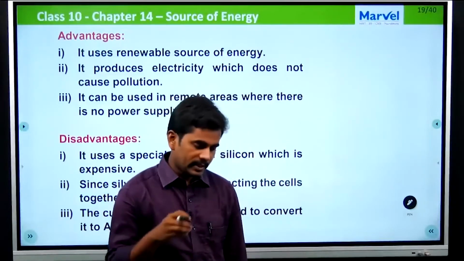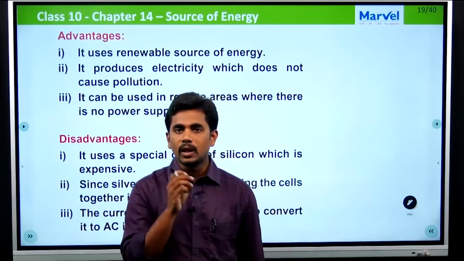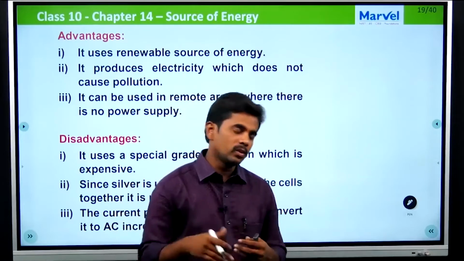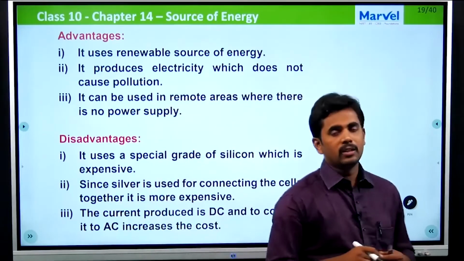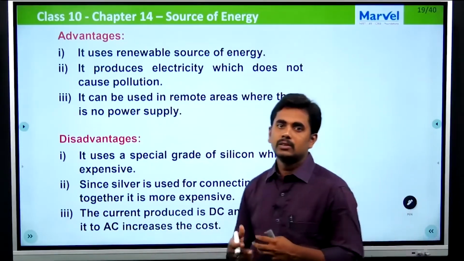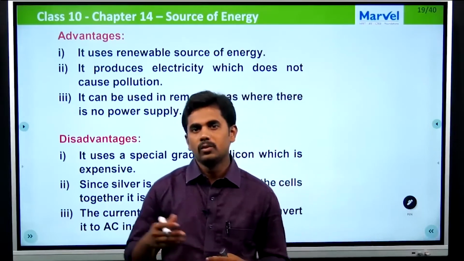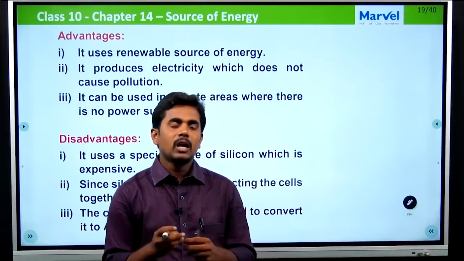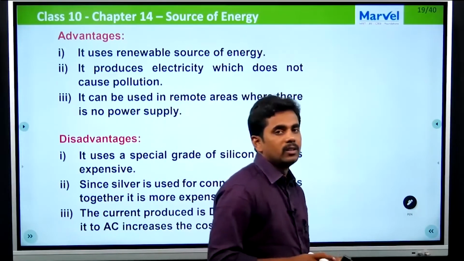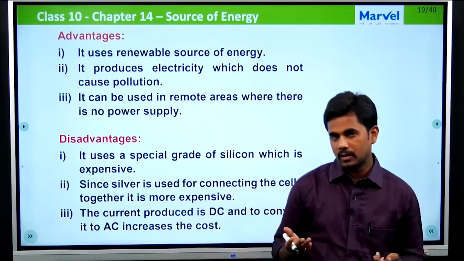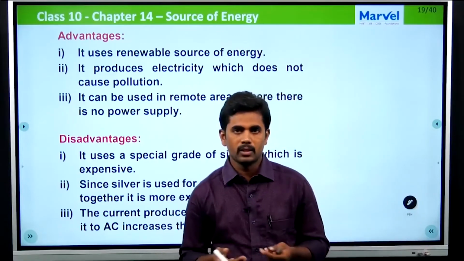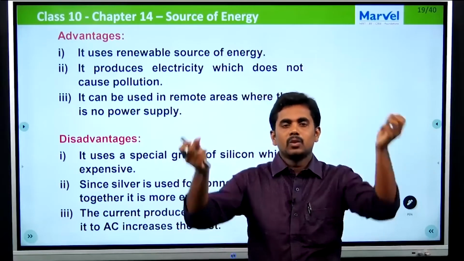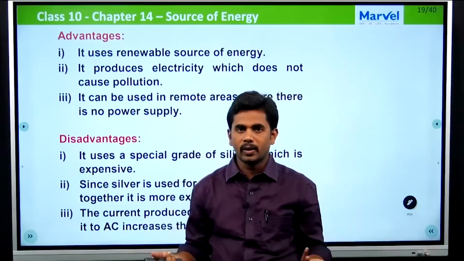Basically the advantage of solar energy is that it is a renewable source of energy, so obviously we can utilize it unlimitedly. Since it is a renewable energy source, we have to utilize it more, and it produces electricity which does not cause any pollution. Solar energy never causes air pollution. On the top of a building we keep solar panels, which absorb sunlight and convert it into electrical energy.